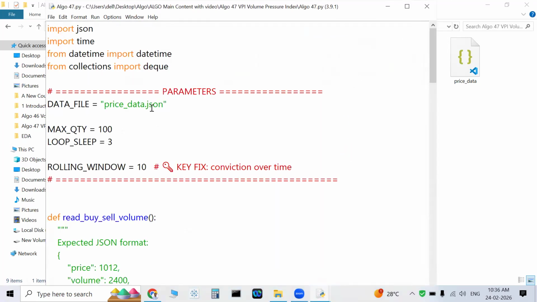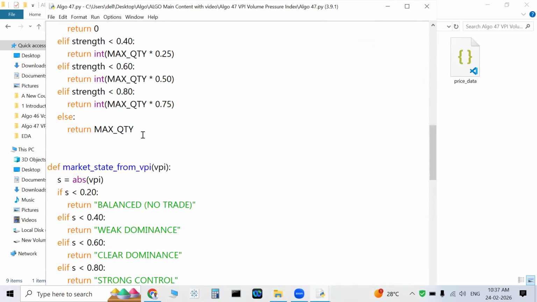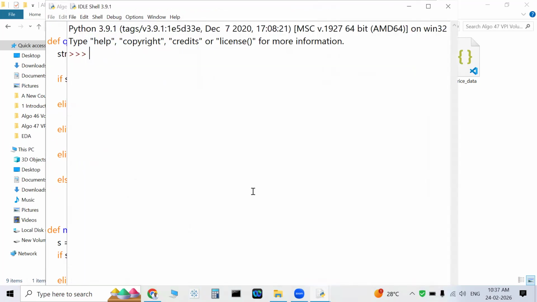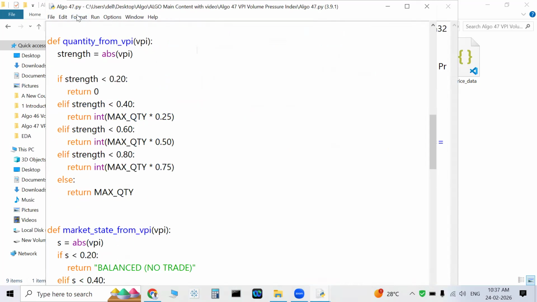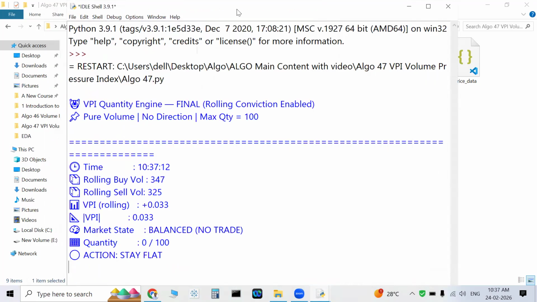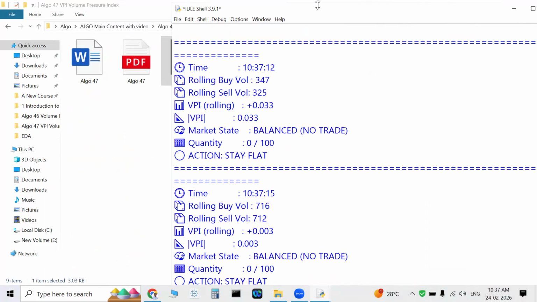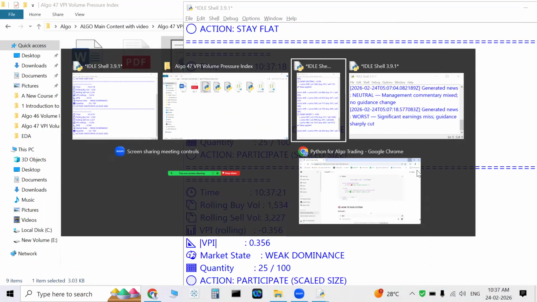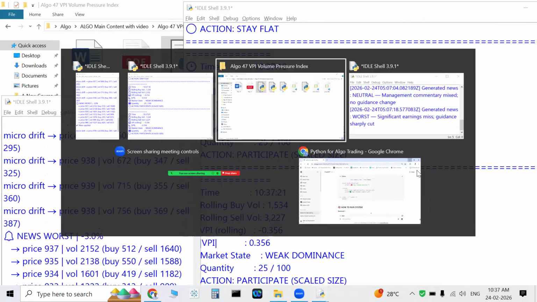So this is being decided with the max quantity, and we kept a delay of 3 seconds so that we can see what is happening in the market. And now the maximum quantities depend on the VPI which we are going to calculate from the ruling price of the market. So the first VPI is a flat VPI. You can see there's a small scale which has come. Let me adjust all the windows.